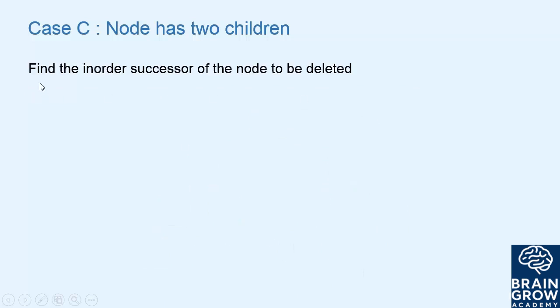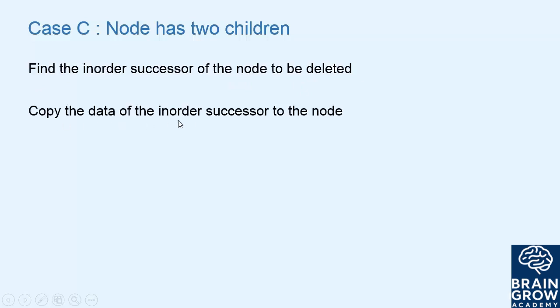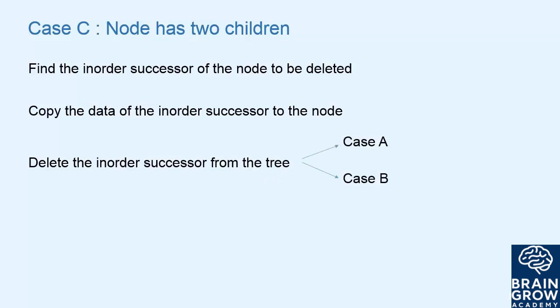Now after finding out the in-order successor of the node that has to be deleted, we'll copy the data of the in-order successor to the node that has to be deleted, and then we'll delete the in-order successor from the tree. This in-order successor has either no child or it has only a right child. So it can be deleted using either case A or case B. Now let's see some examples.